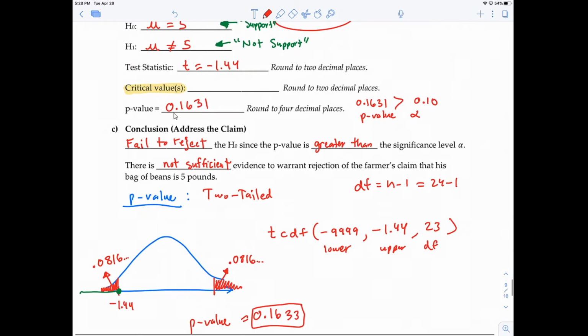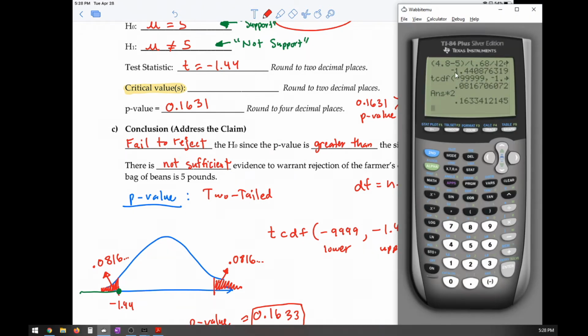Here was our p-value, 0.1631, and using this route, we got 0.1633. Now you might say, well, how come we didn't get the same? It's because we rounded here. We rounded this test statistic. Had we used the unrounded test statistic here, we would have gotten this value here. Again, as long as you're close enough on the test, it's going to be multiple choice. Just please choose the one that's closest to what you get.